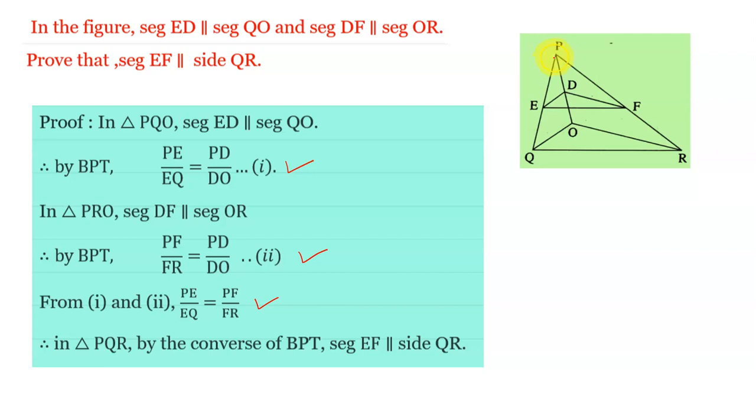That is, these two ratios, PE upon EQ is equal to PF upon FR. And therefore in triangle PQR by the converse of BPT, this segment EF is parallel to segment QR. Okay. Next is the question set.